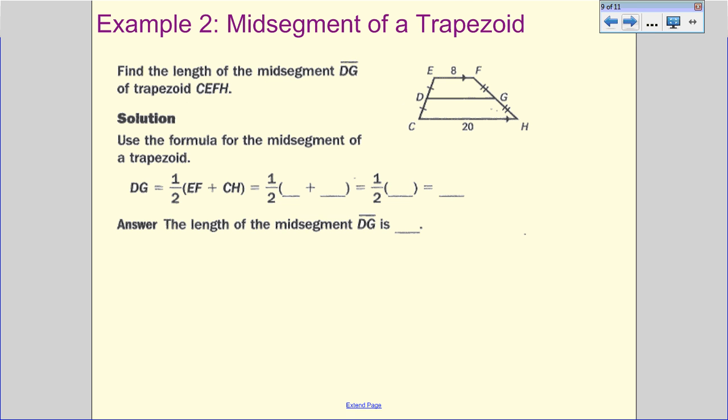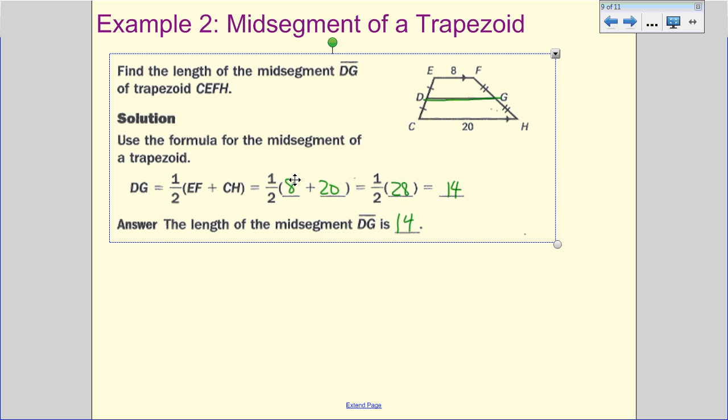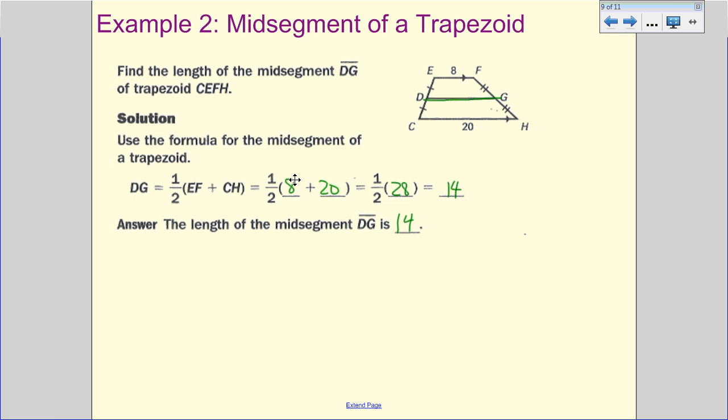So let's take a look at how we can use that. We want to find the length of this mid-segment. Really, you're kind of finding the middle. You're finding an average. Take the two bases that you have, add them up, and multiply by 1/2. So we're going to take 1/2 of 8 plus 20, which is half of 28, which is 14. So DG is 14. It's in the middle of these two. We can see that 8 is the short segment. We can see 20 is the long segment. DG is the middle, so it should be a number in between 8 and 20, and 14 makes sense.